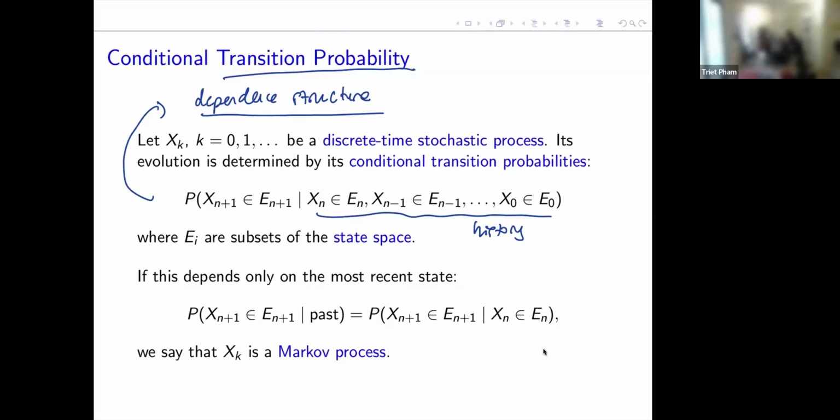And of course, if all this history, all the previous history, can be reduced to the most recent, then it's Markov. All right, as simple as that. But be warned, this will get complex quite soon, just with this concept. Any question about the notation or anything like that?